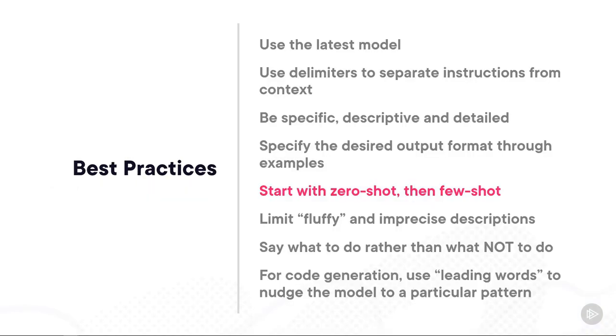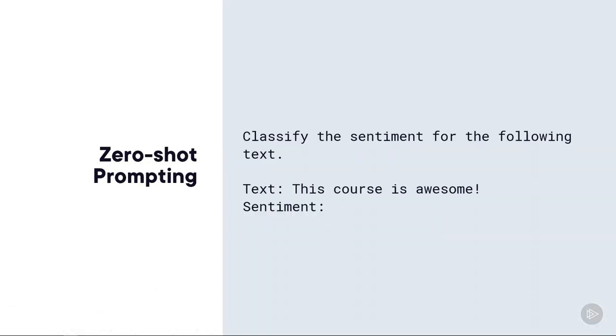Next up, start with zero shot, then few shot. Meaning start with a simple prompt. If that doesn't give you what you need, then get more detailed by moving to few shot prompting. So remember, zero shot has 0 examples, really simple, classify the sentiment, and that'll just give you a response based on the general knowledge that the model has from its training.